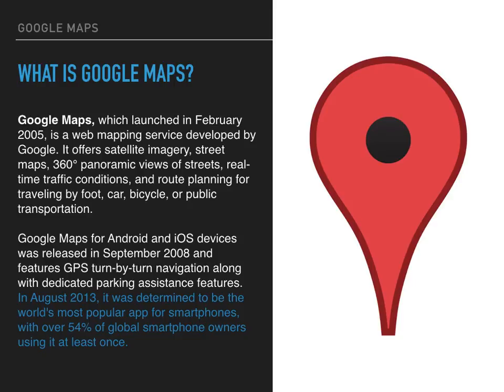What is Google Maps? It was launched in February 2005, and it's a web mapping service developed by Google. It offers satellite imagery, street maps, 360 degrees panoramic views of the streets, real-time traffic conditions, and route planning for traveling by foot, car, bicycle, or buses.